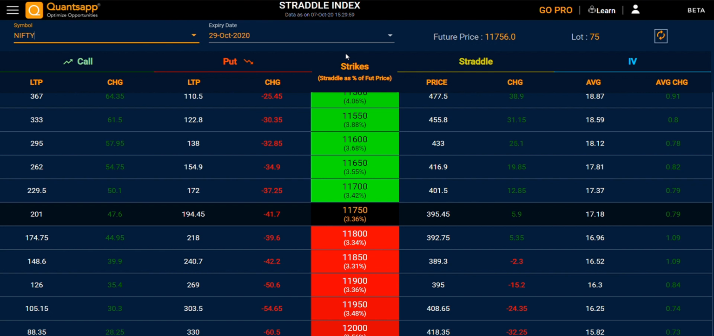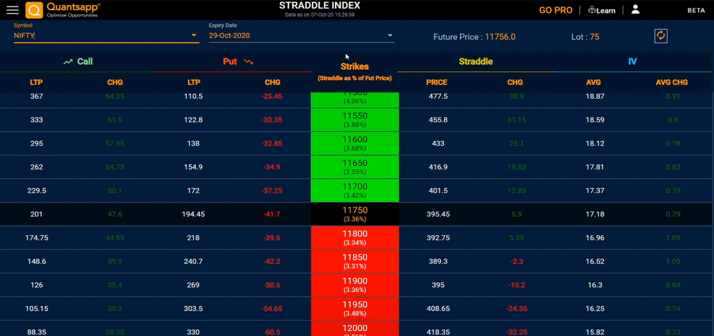Straddle Index is an option strategy. It is deployed by buying calls and puts of the same strike of an index or stock. Straddle Index is a tool which helps in tracking the straddle price at various strikes of the index or of the stock.